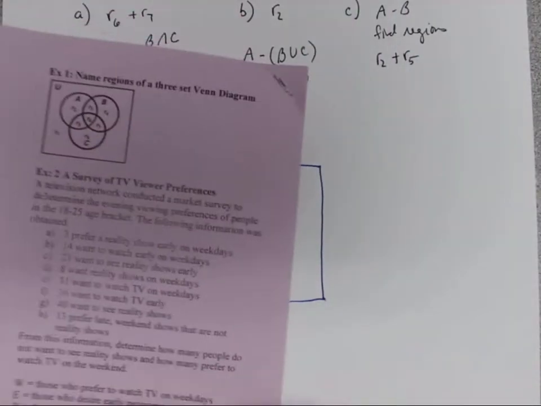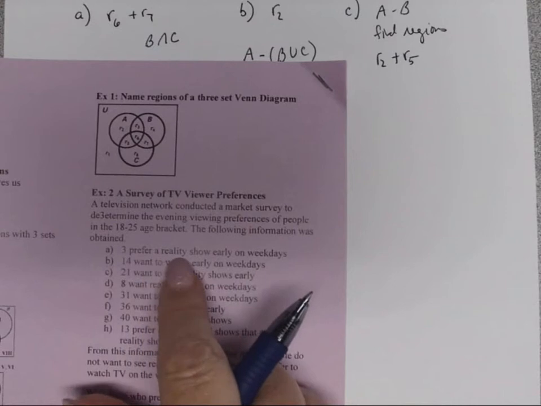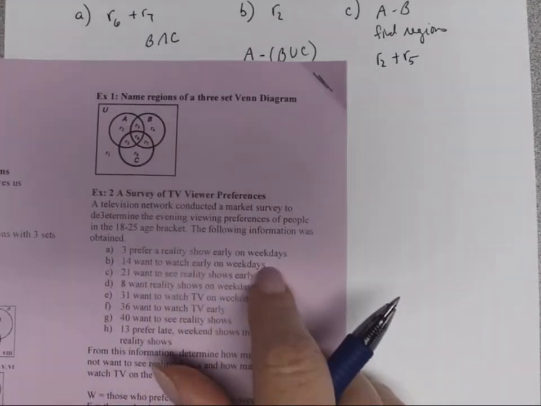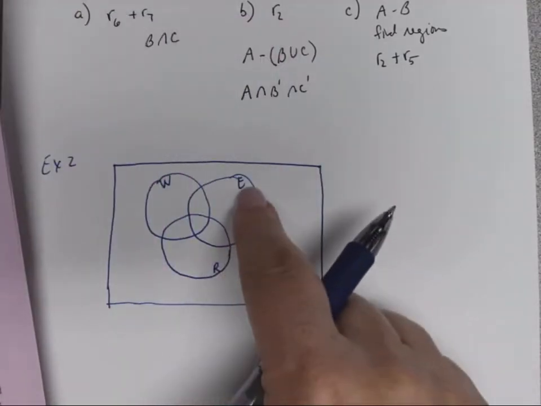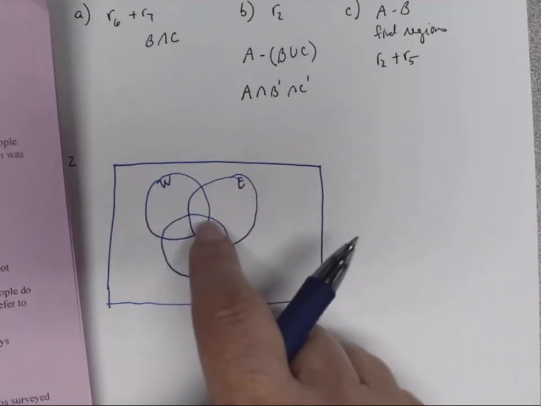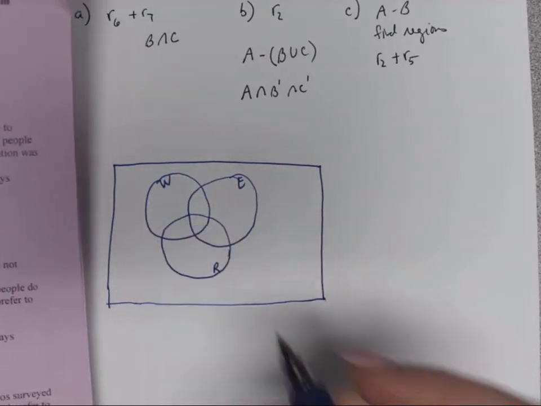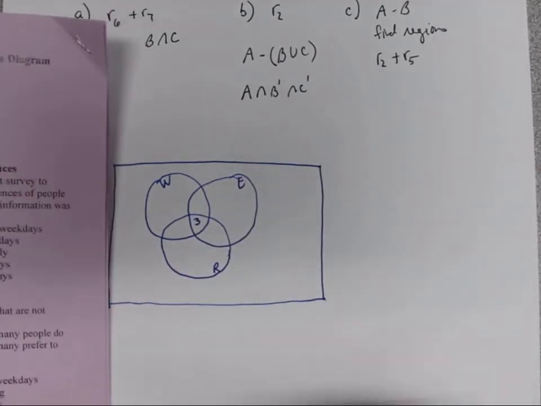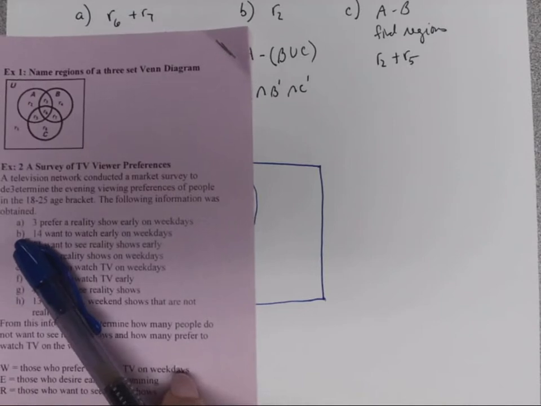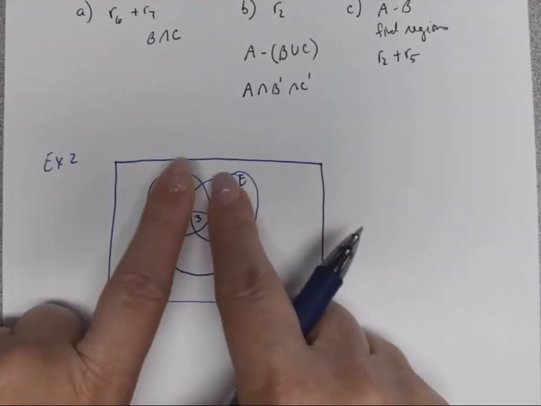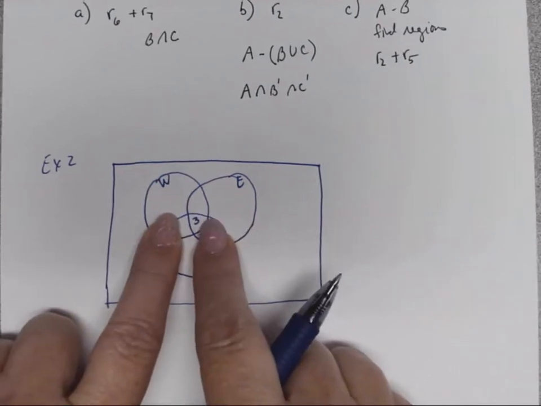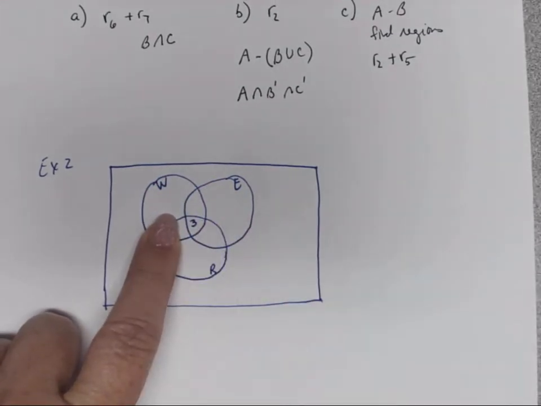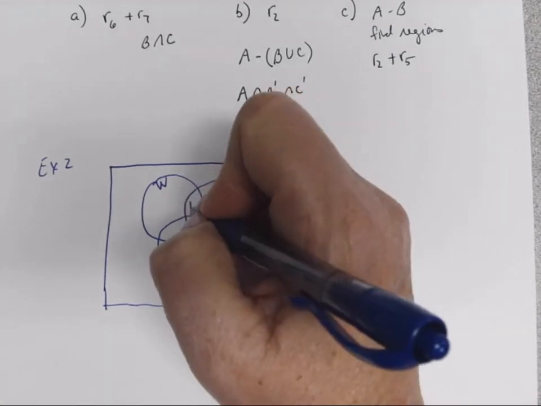Now we're going to go down our list, A through E. So 3 prefer a reality show early on the weekdays. They like the reality, the early, and on the weekdays, so the intersection of those is going to be in the middle. So this will be a 3. Now, B says 14 want to watch early on the weekdays. That would be the intersection right there. It's a total of 14, so 14 minus 3 would be 11.